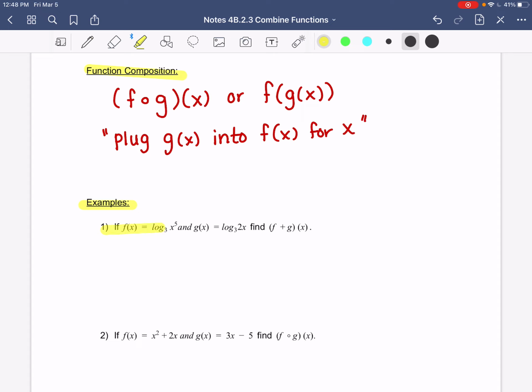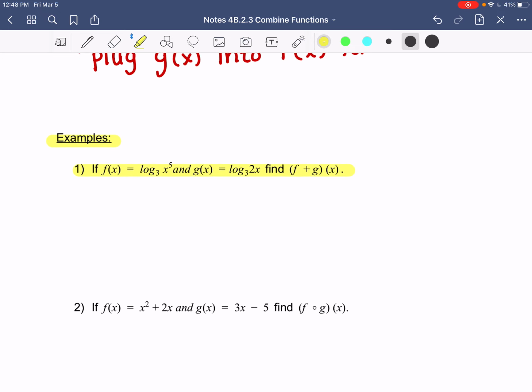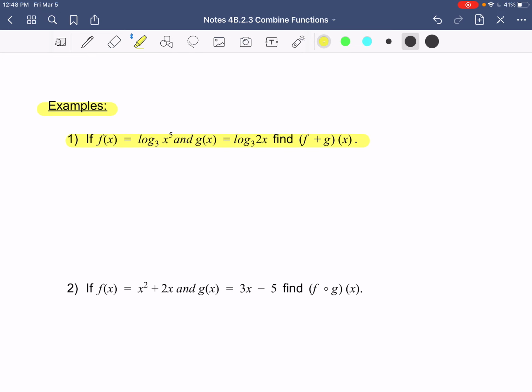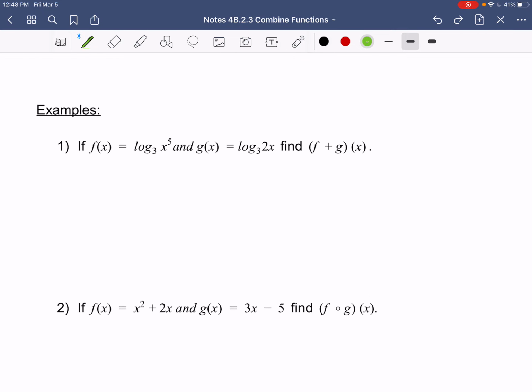So the first example, you can write: if f of x equals log base 3 of x to the fifth and g of x equals log base 3 of 2x, find f plus g of x. So what we're going to be doing is adding our two functions together. So we draw f and then a plus sign, and then we draw g. Okay, so f is this function right here. And g is this function right here. And we're going to add them together. So we're going to have log base 3 of x to the fifth plus log base 3 of 2x.